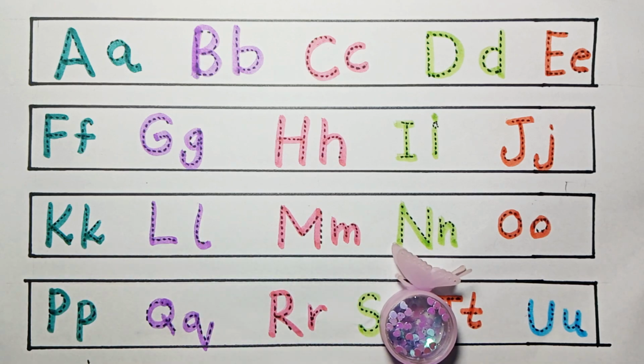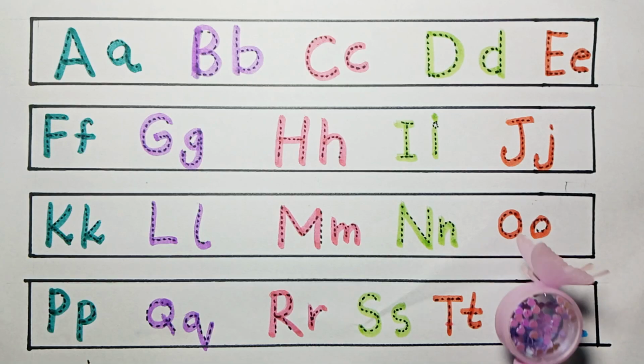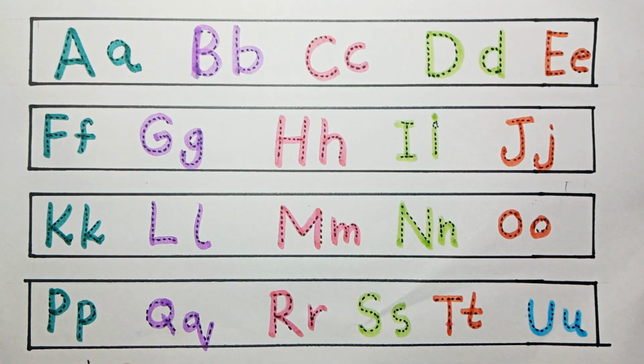N for nose, O for orange, P for parrot, Q for queen, R for rose, S for star, T for toys, U for umbrella.